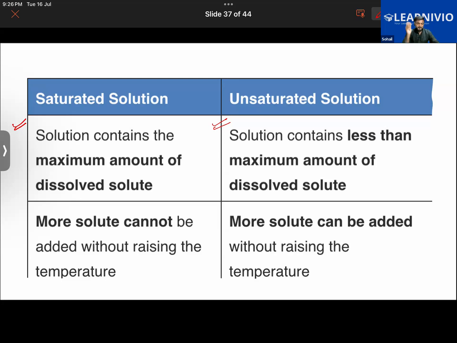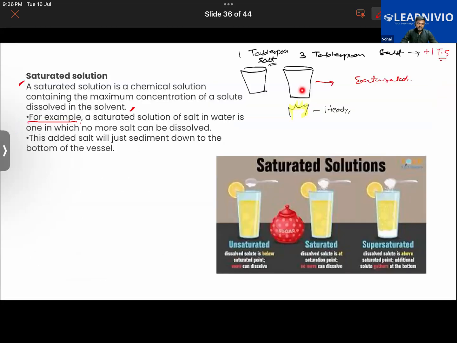Ira, read the next paragraph. Next difference. Saturated solution: more solute cannot be added without raising the temperature. Unsaturated solution: more solute can be added without raising the temperature. So in the case of this saturated solution, no more salt can be added into it without raising the temperature. That's a saturated solution. And in the case of the unsaturated solution, more salt can be added into it without raising the temperature.